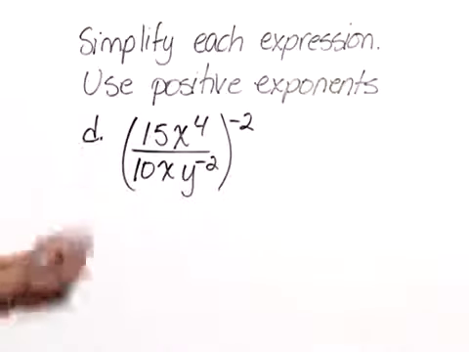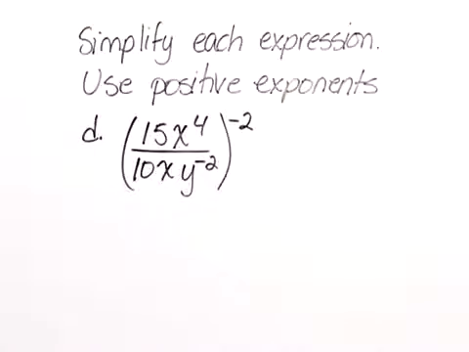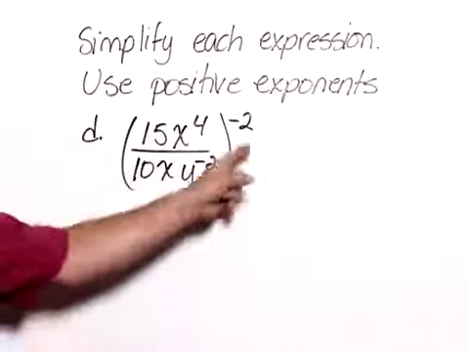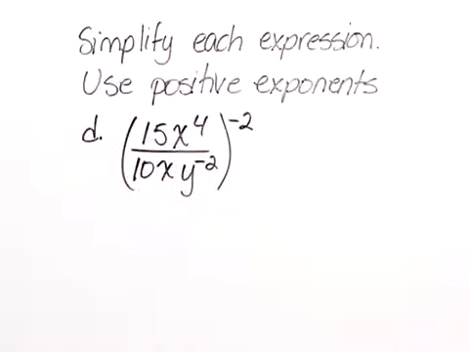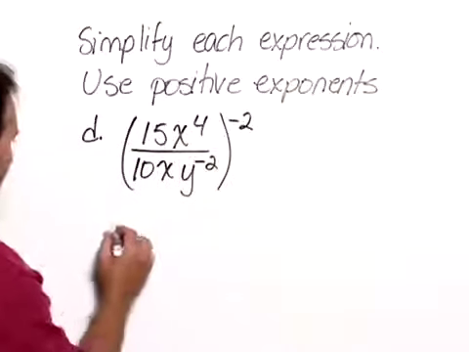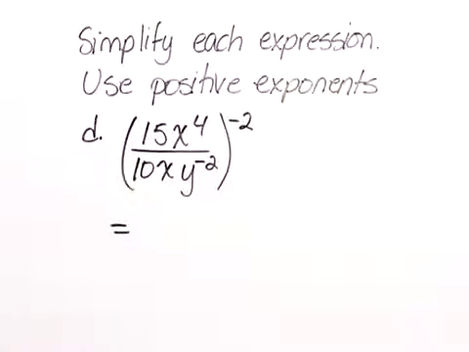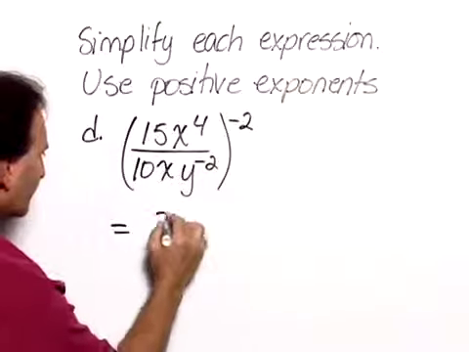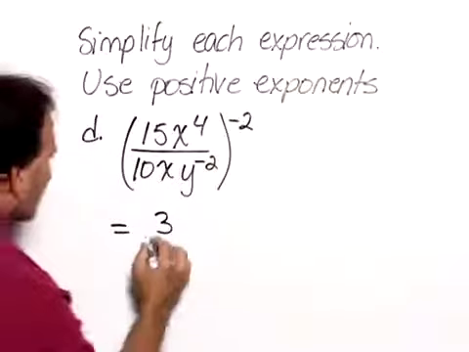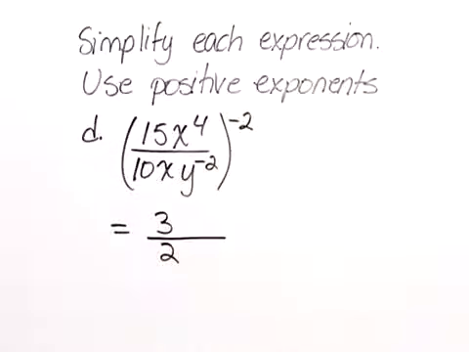For part D, we have the fraction 15x to the 4th divided by 10xy to the negative 2, that quantity raised to the negative 2 power. Let's simplify what's inside the parentheses first. So, in doing so, we have 15 over 10. Each of those is divisible by 5. 5 into 15 is 3, and 5 into 10 is 2.